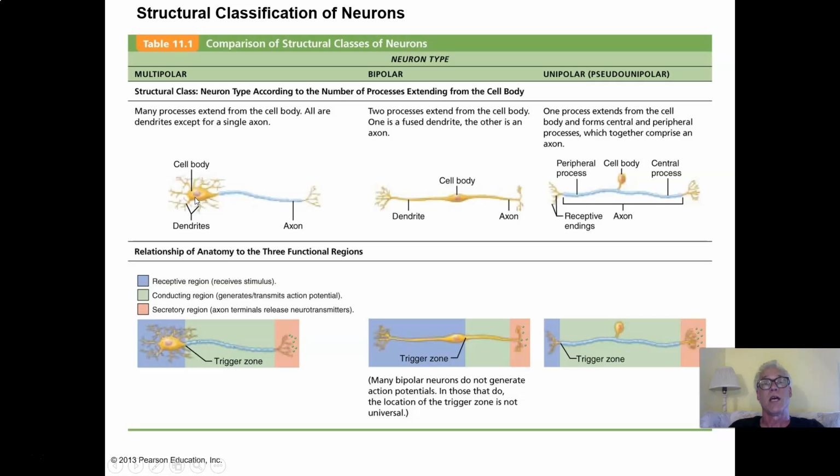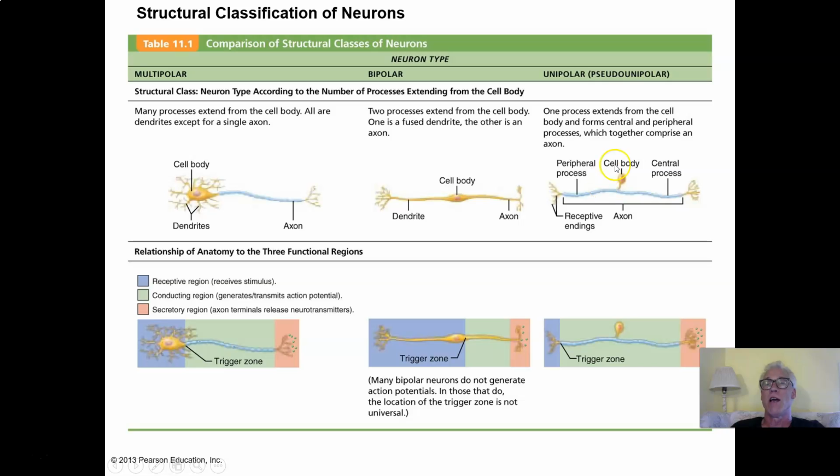Let's quickly say a little bit about where we may find them. Multipolar neurons are all of the motor neurons. I guess we'll probably see that in the next slide. And all of the interneurons. We'll say more about that.